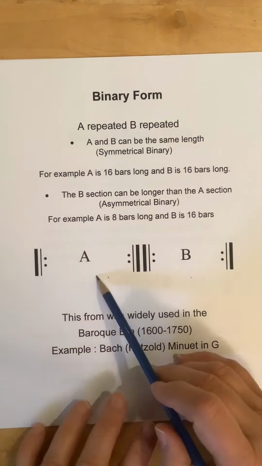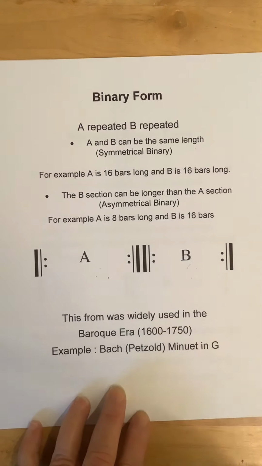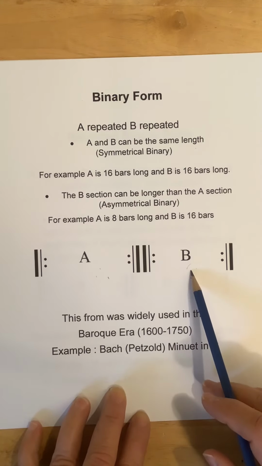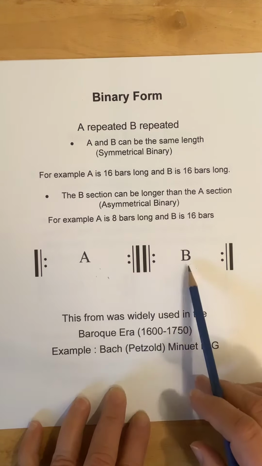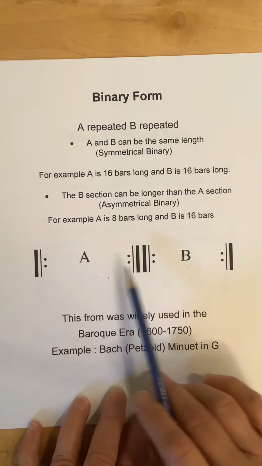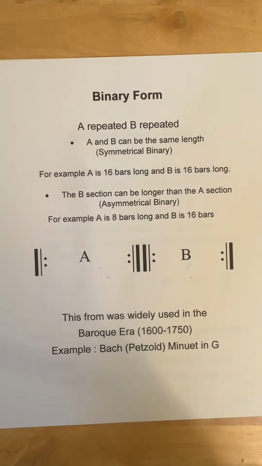The A and the B can be exactly the same length, like 16 bars and 16 bars. That's called symmetrical binary. Or often the B section might be longer than the A section. Usually it's the B section that is longer. That would be asymmetrical binary, like maybe A is 8 bars and B is 16 bars. But it's still binary form: A repeated, B repeated, done.